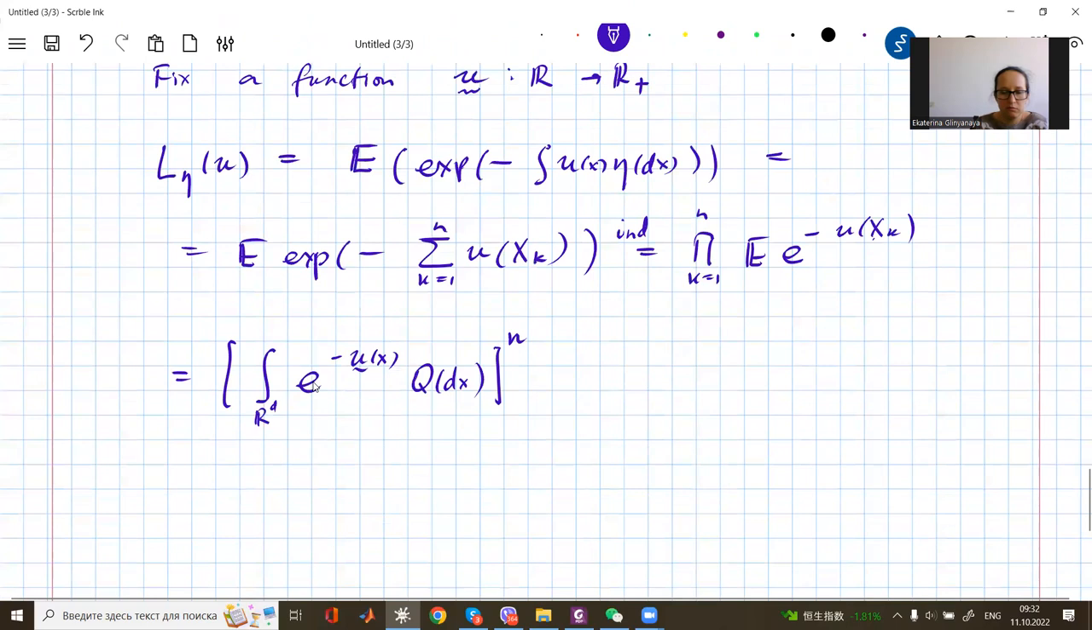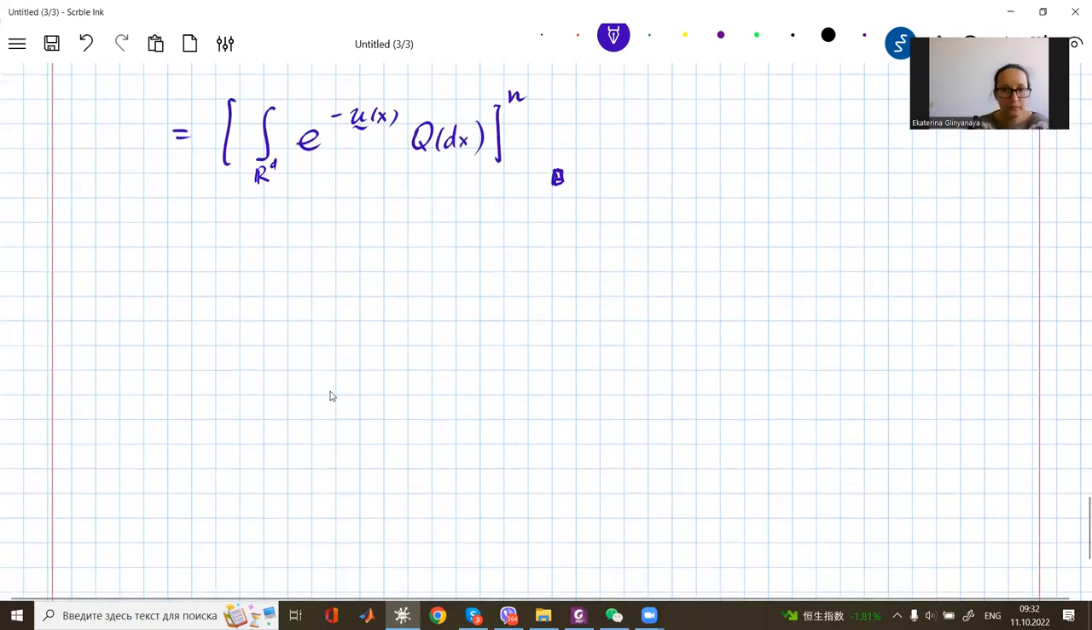Okay, so this is an example of how we can calculate the Laplace transform. So now let's try to formulate and prove the statement that the so-called finite dimensional distributions and the Laplace functional uniquely define a point process. This is it.